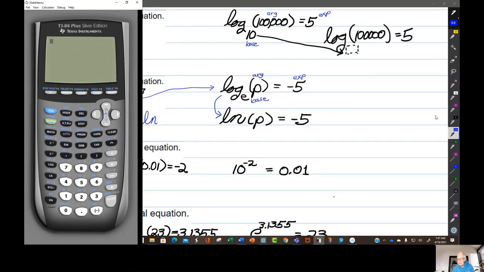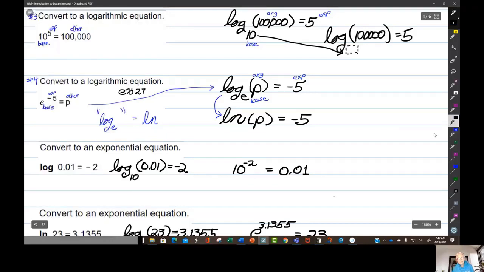But right now is the perfect place to make a note. Let's make it in red, red-ish. Not red, because a lot of people can't see red. So this has blue in it, which makes it kind of reddish purple. Okay, the word log is called the common logarithm.